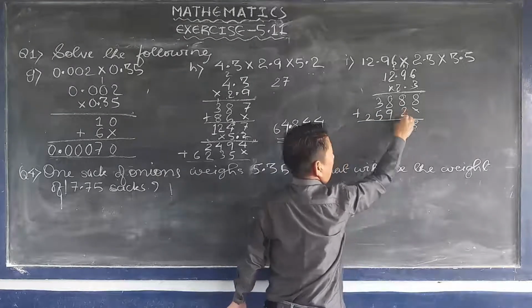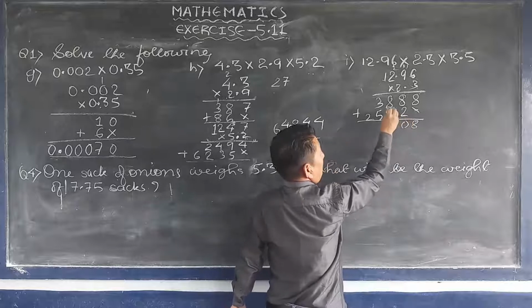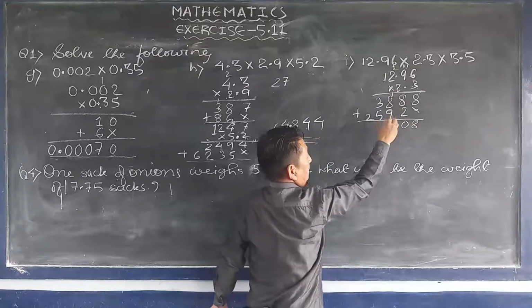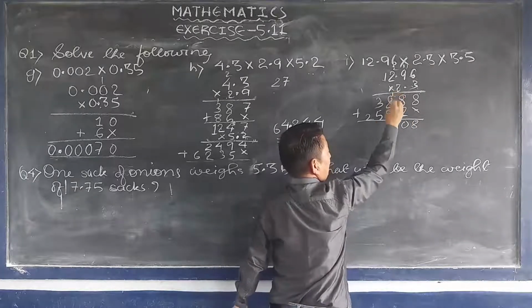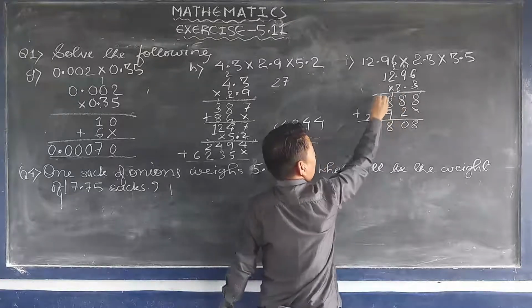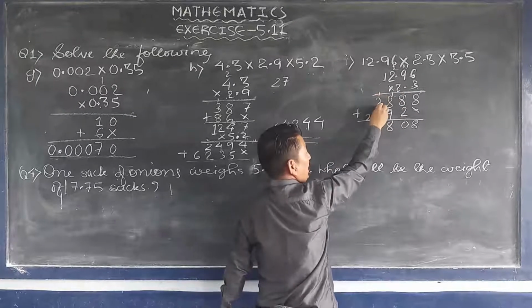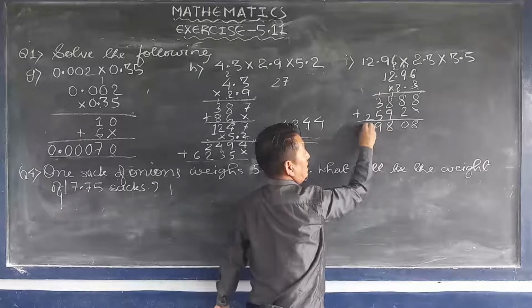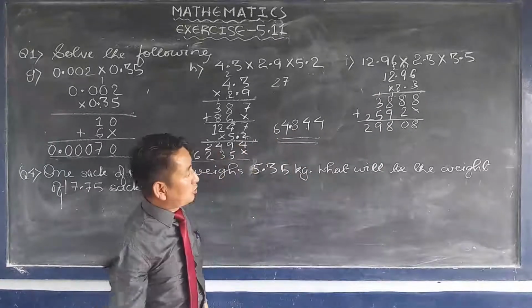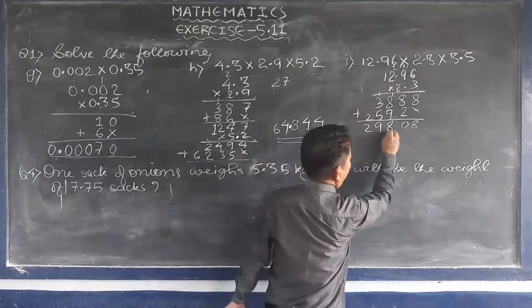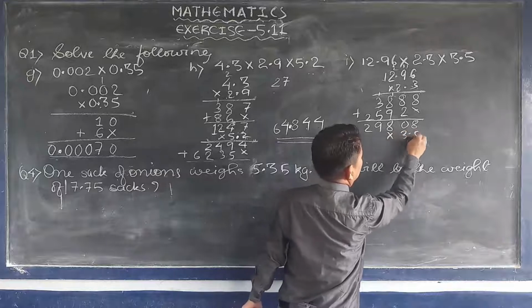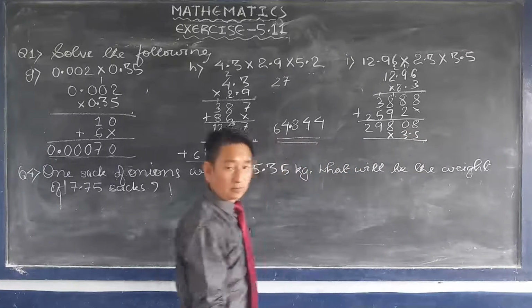8. 8 plus 2, 10. 1 carry on here. 9 plus 1, 10. 10 plus 8, 18. 8. 1 carry on here. 5 plus 3, 8. 8 plus 1, 9. 9, 2. Again you have to multiply by 3.5.